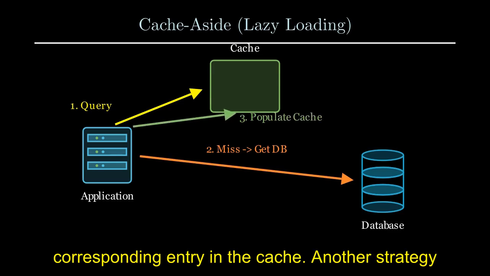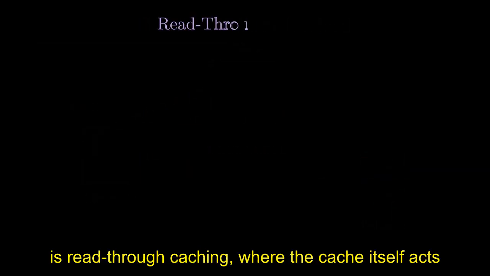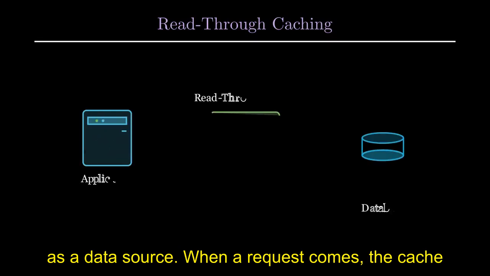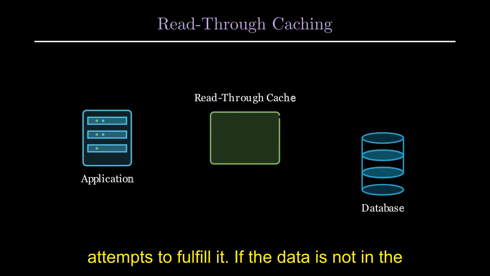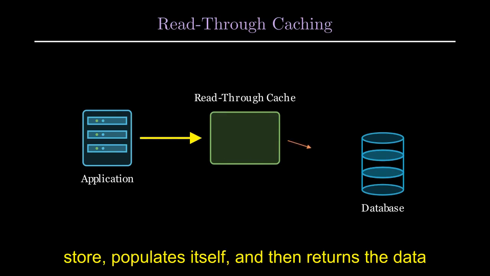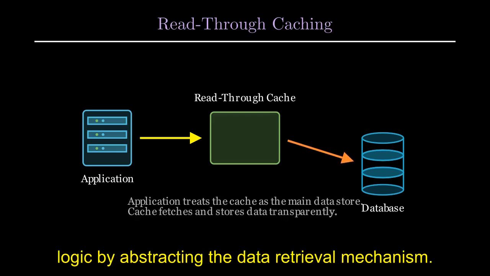Another strategy is read-through caching, where the cache itself acts as a data source. When a request comes, the cache attempts to fulfill it. If the data is not in the cache, it fetches it from the underlying data store, populates itself, and then returns the data to the application. This simplifies application logic by abstracting the data retrieval mechanism.